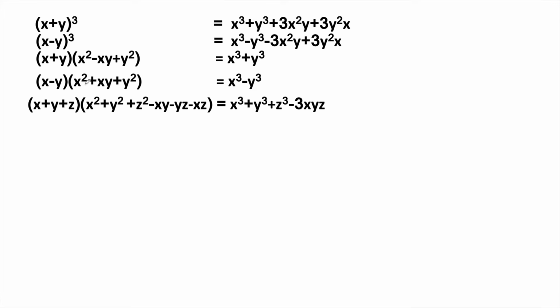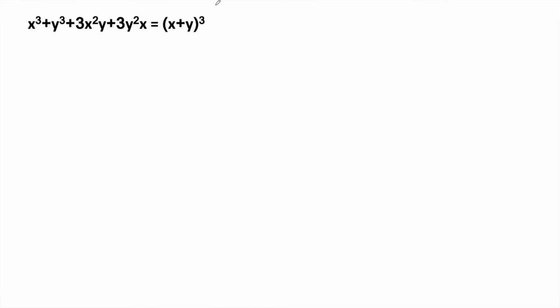This is the left hand side and this is the right hand side. For factorization questions, this right hand side will be given as the question. And if you learn these expansions by heart very well, you can easily identify which identity you should use for the factorization. We will discuss each identity one by one. This is the first identity we are going to discuss.